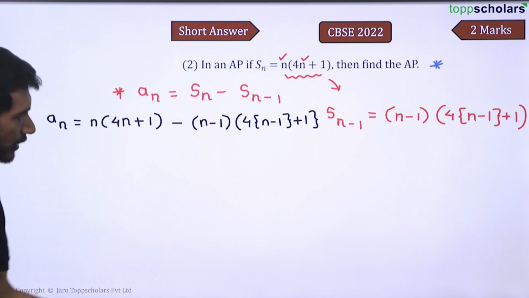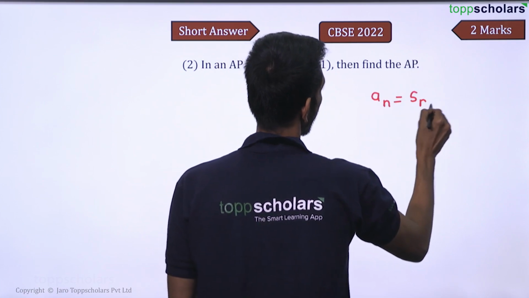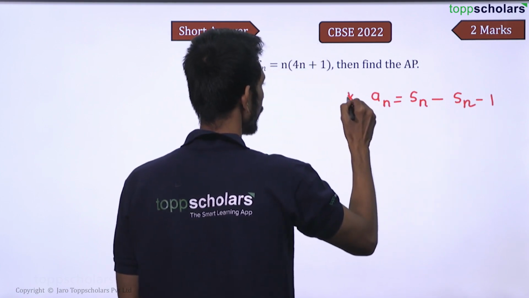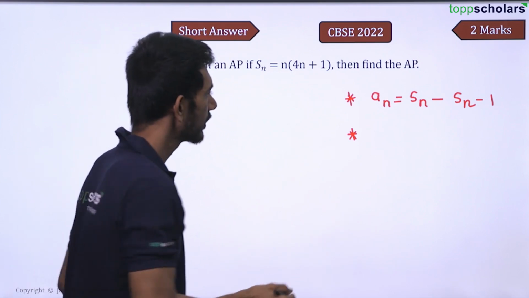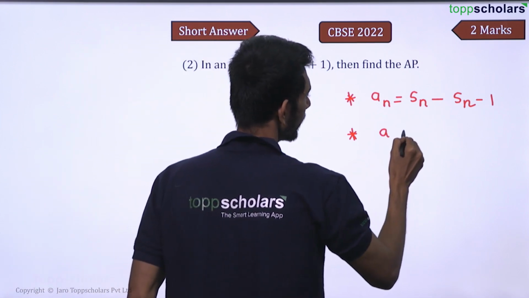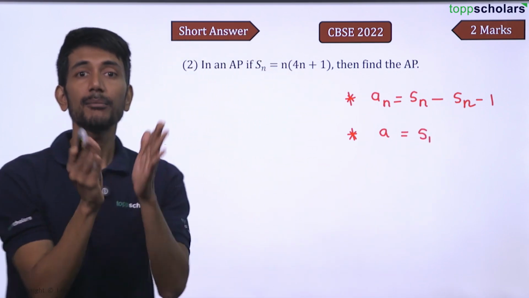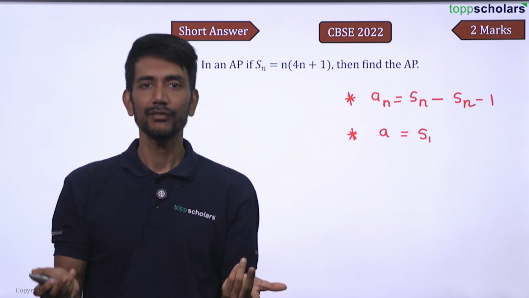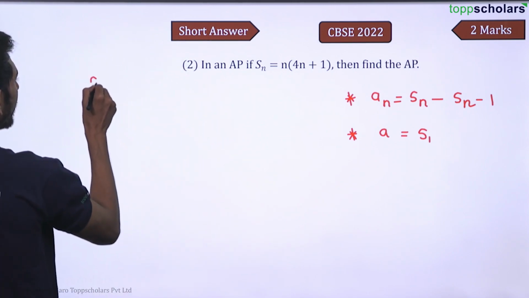Now let us try to modify this and make it more simpler. As I told you, An is given by Sn minus Sn minus 1. This is there, we are going to use this. But what we are also going to use is, A is same as S1, sum of one term. Sum of one term and first term is the same, obviously. So now what we will do is, we have S1, right? We have Sn, right?